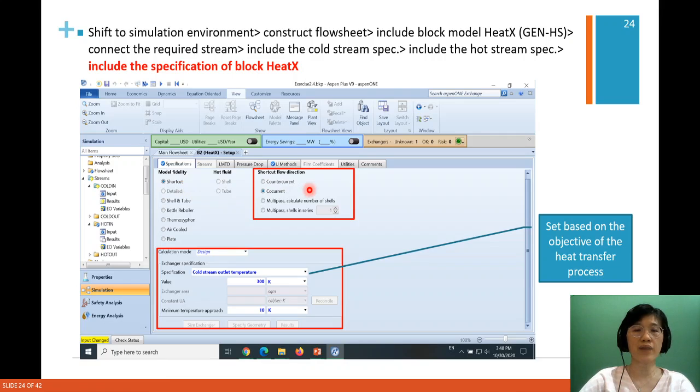And here we have to choose countercurrent based on the information given in the question, and we have to specify also our target here. Our target is we would like to heat up the cold stream from 240 Kelvin to 300 Kelvin, meaning the objective over here is to have the outlet temperature of the cold stream as 300 Kelvin, and the minimum temperature approach is 10 Kelvin. Just set this accordingly. Alright.